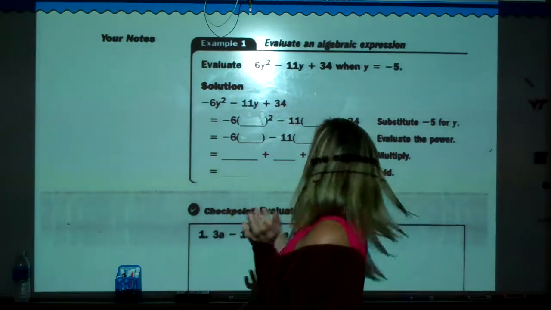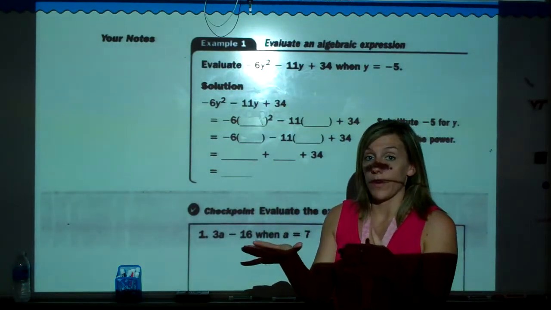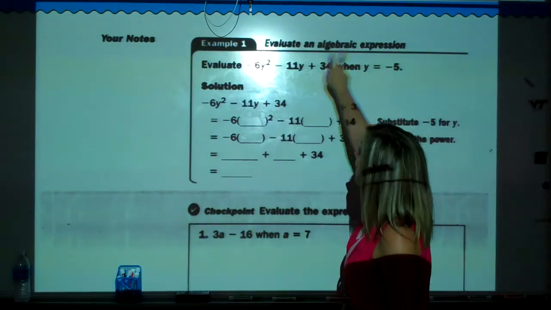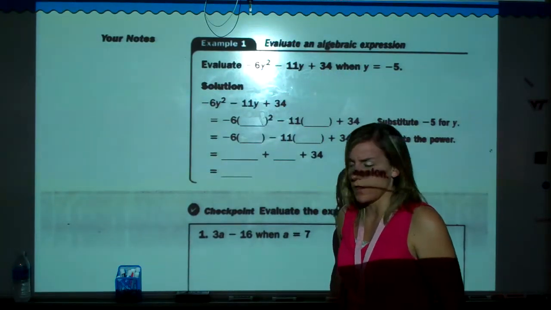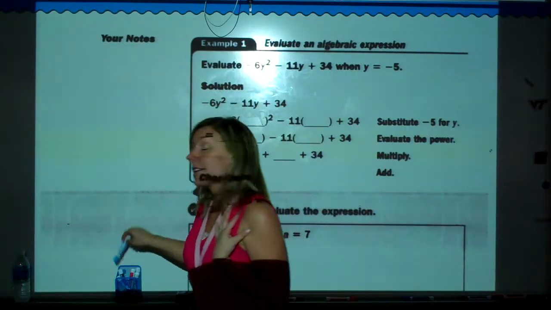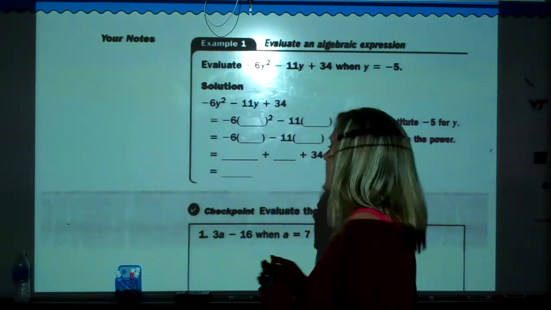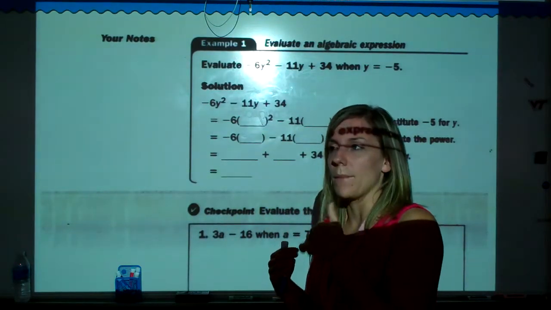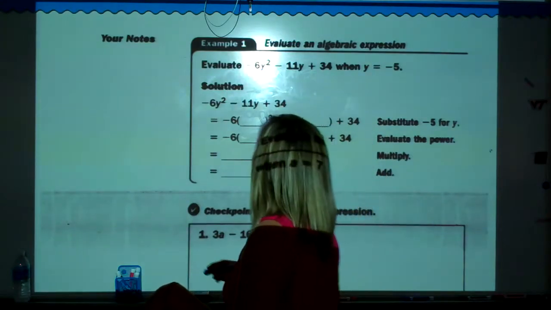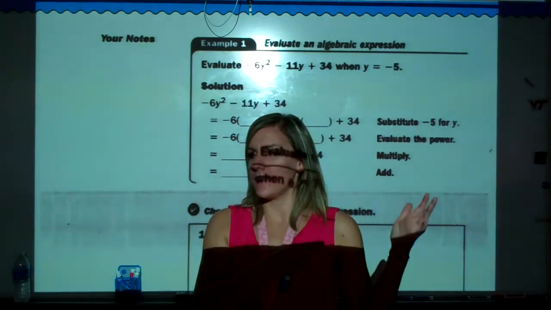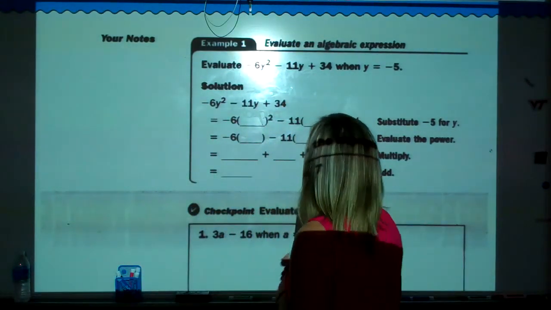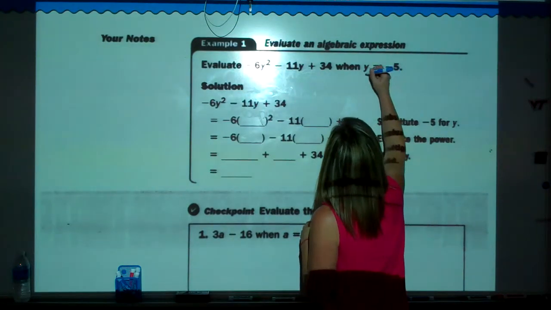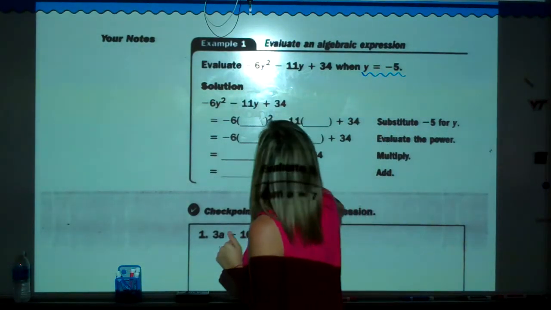Alright, so all we're going to do is use our order of operations, but we're going to substitute a value in, and then just be careful when we use our order of operations. I always like to use parentheses, that way I make fewer mistakes, and if I use a calculator, it's already set up so that it all works out correctly in the calculator as well. So if you notice, y equals -5.